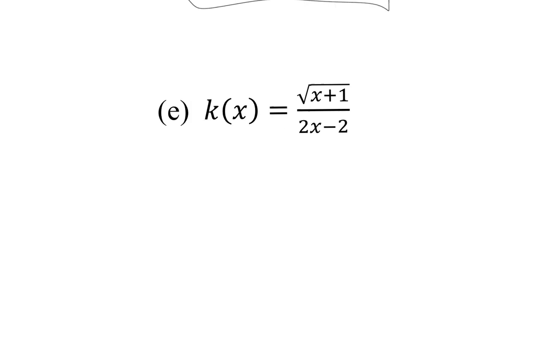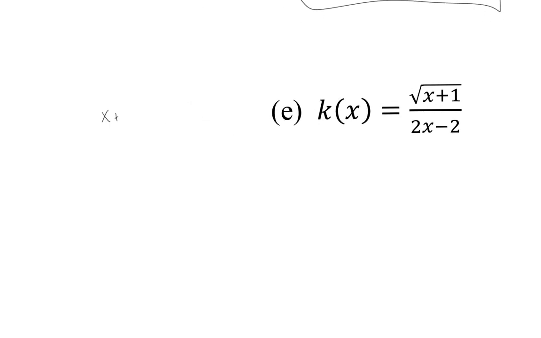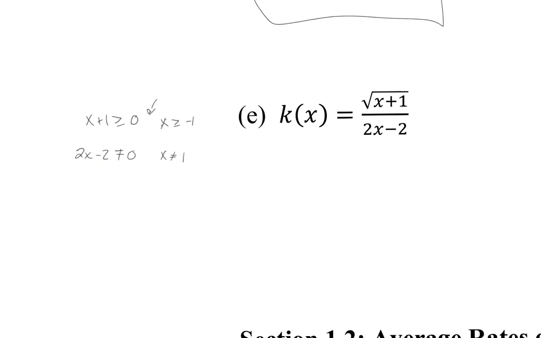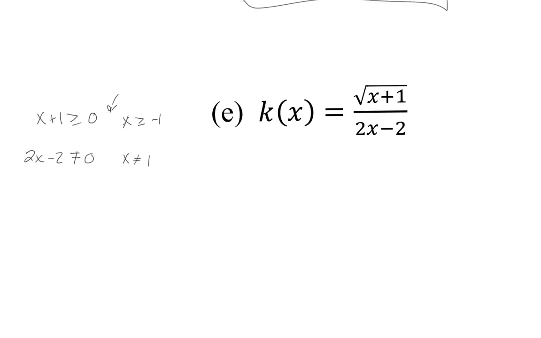Moving on to the next one, we know, again, two things. x plus 1 greater than or equal to 0, and 2x minus 2 cannot be 0. So from this, we have x is greater than or equal to negative 1. Then here, we have x cannot be 1. So our domain is going to start at negative 1, go up to 1, union 1 to infinity. Perfect.